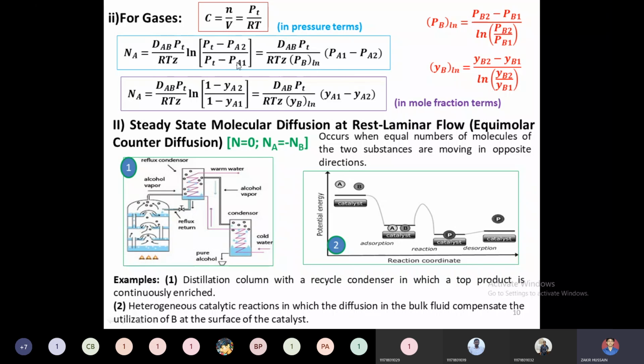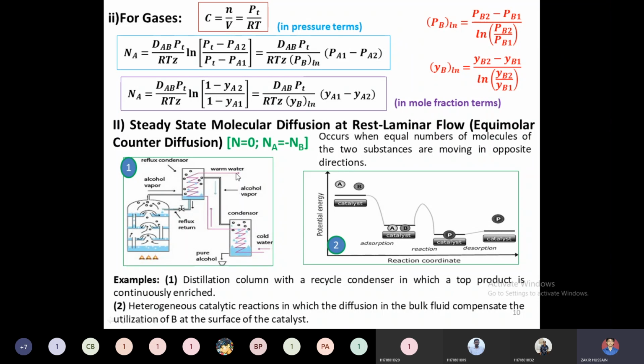After converting P_A1, P_A2, everything into mole fraction terms, this is applicable, because P_A2 by P_T is nothing but y_A2, and P_A1 by P_T is nothing but y_A1. Because these are expressed in mole fractions, this formula comes from this one. This formula is for mole fraction terms, and this is for pressure terms.